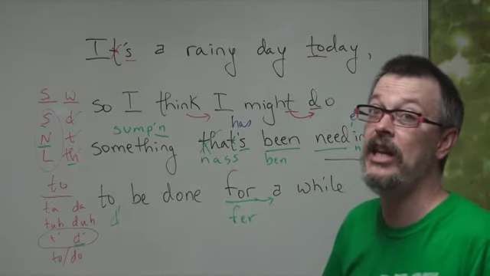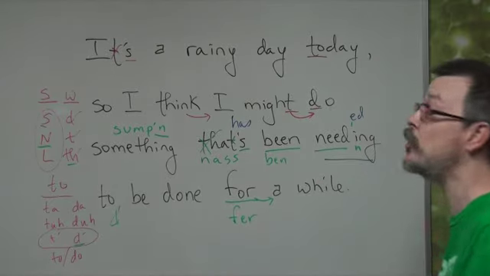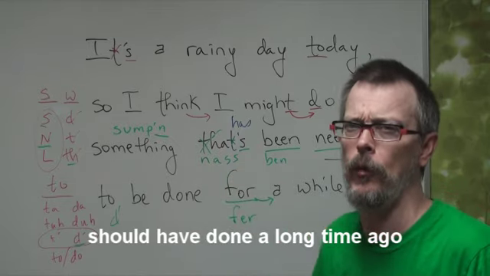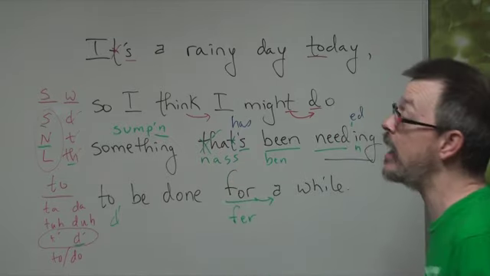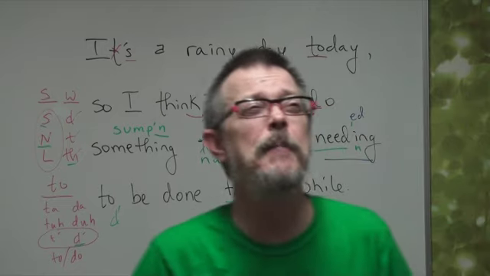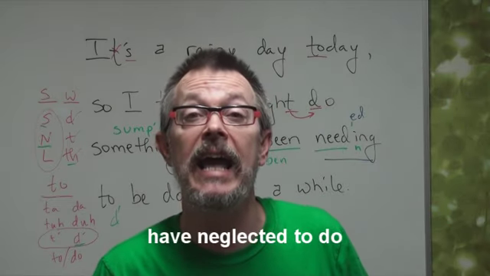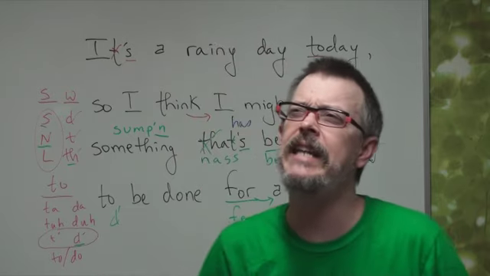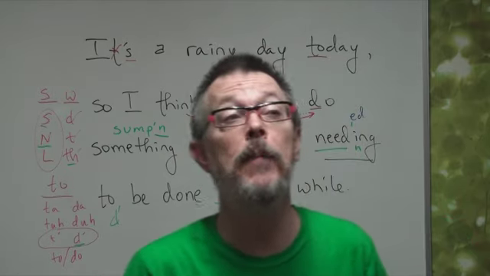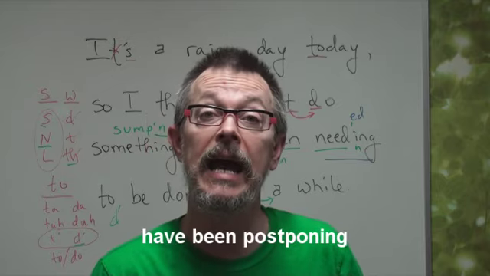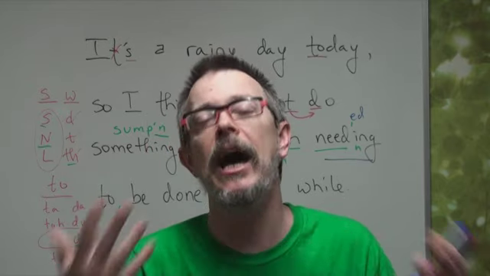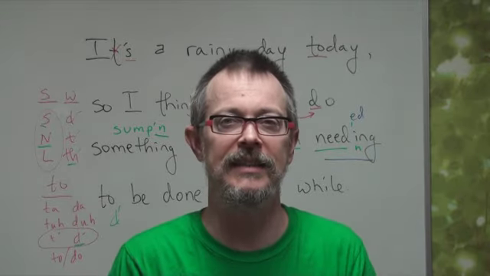It's a rainy day today, so I think I might do something that I should have done a long time ago. It's a rainy day today, so I think I might do something that I have neglected to do. It's a rainy day today, so I think I might do something that I have been postponing. That would be a much better sentence.